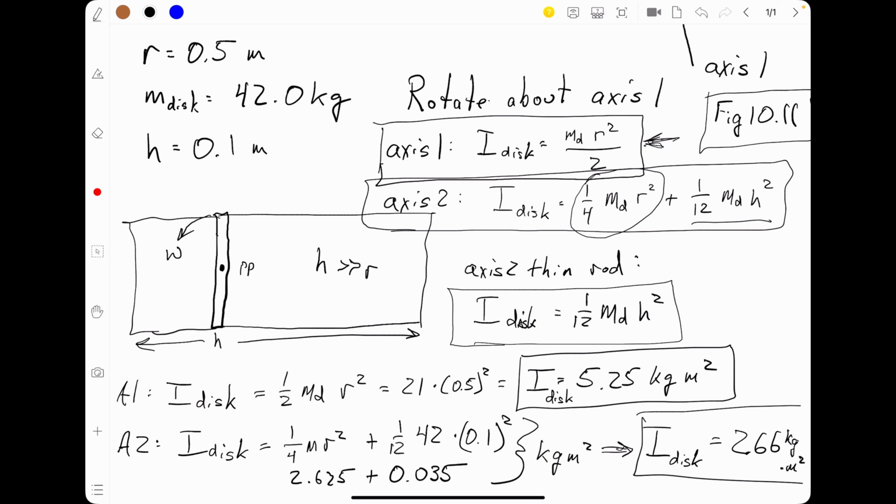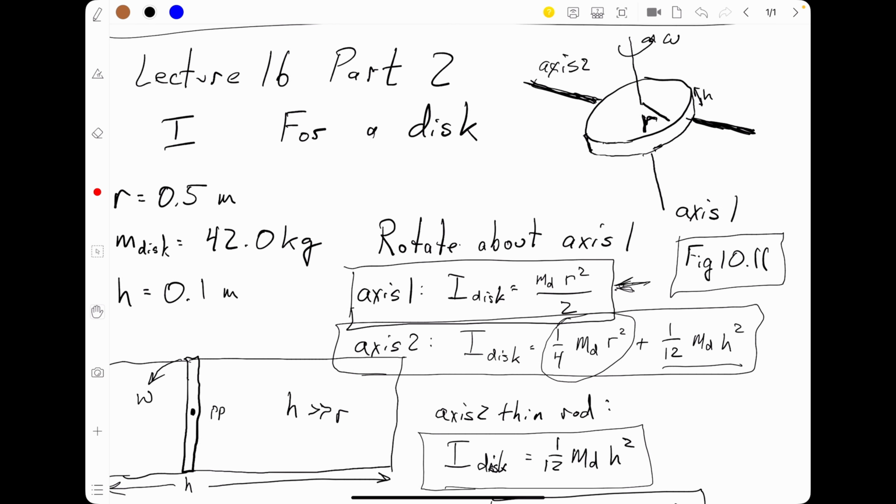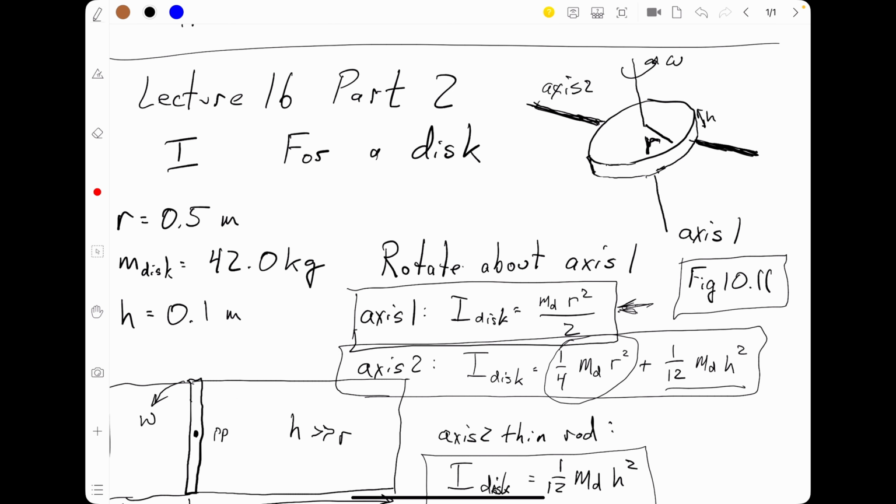Let's go back. Notice how our moment of inertia is less. We calculated, we did the math, we did all the stuff. Our moment of inertia for this thing around this axis is less than the moment of inertia around this axis. So it may not be intuitive, but maybe it is.